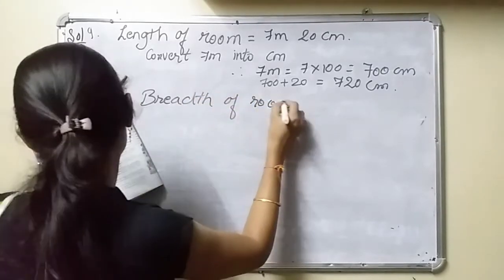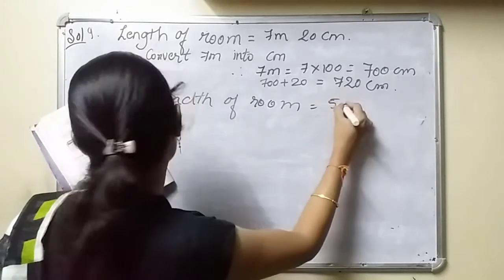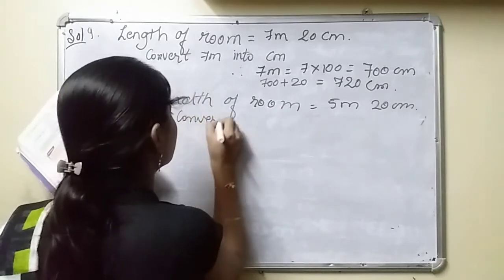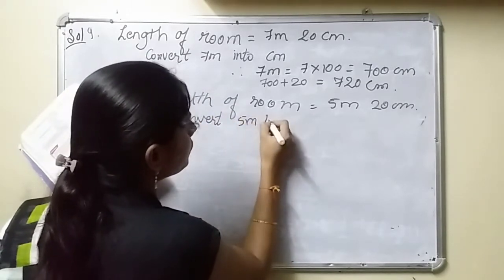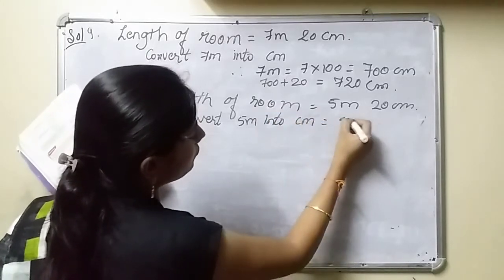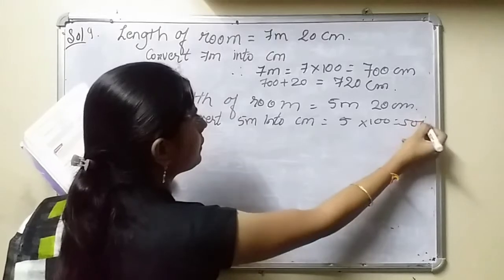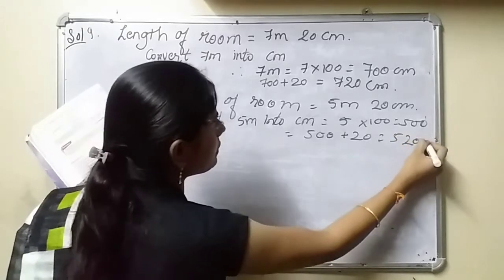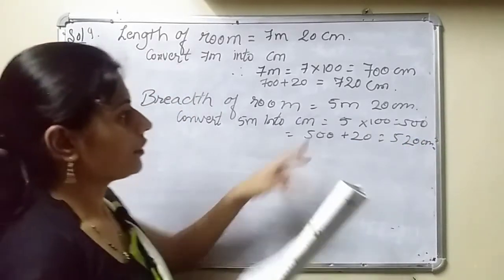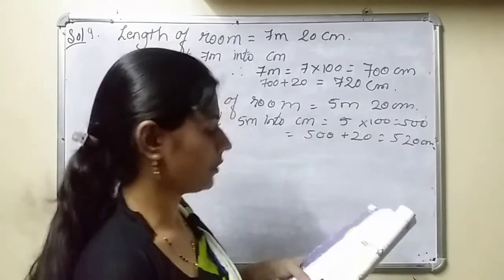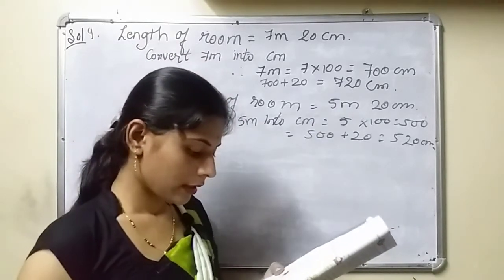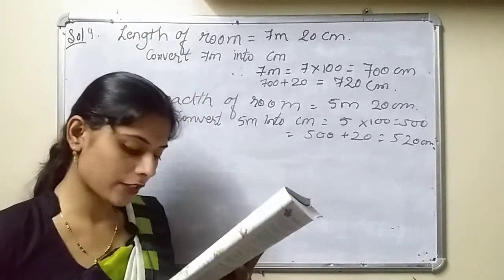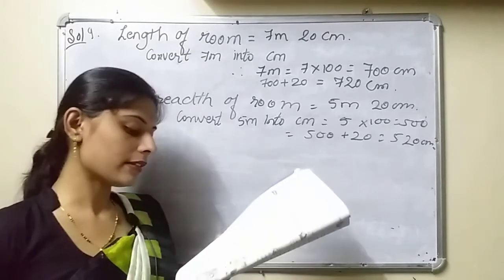Breadth of the room. What is given for the breadth of the room? 5 meter 20 centimeter. Same step, convert 5 meters into centimeter: 5 into 100, that is 500, plus 20, that is 520 centimeter. Now see, you got your length and breadth. Now what you have to find here? If square tiles have to be laid in such a way that an exact number of tiles fit and no tile has to be cut, what is the greatest length of the side?